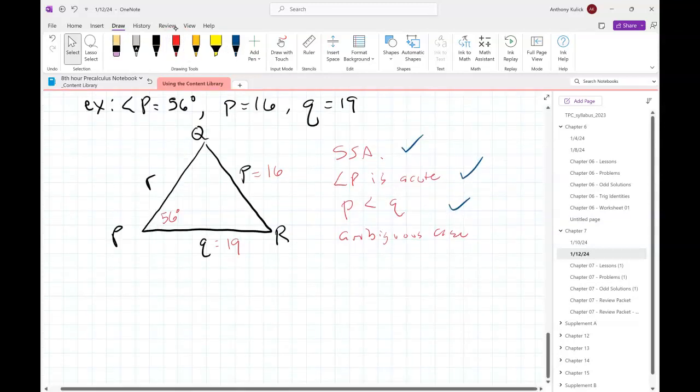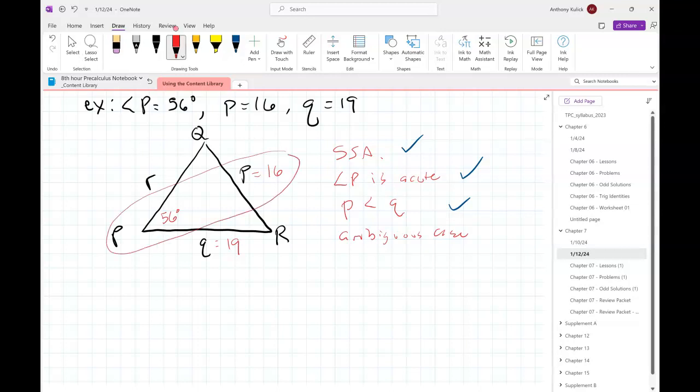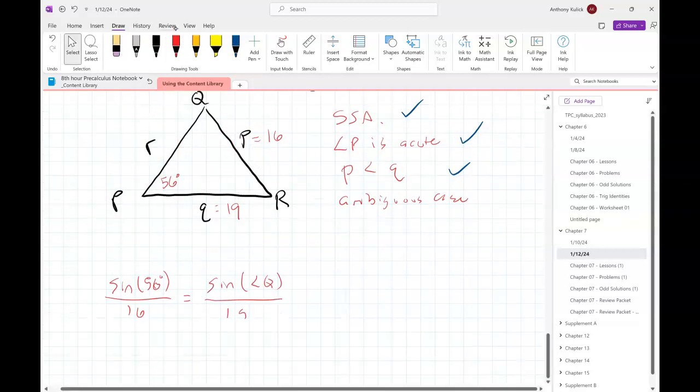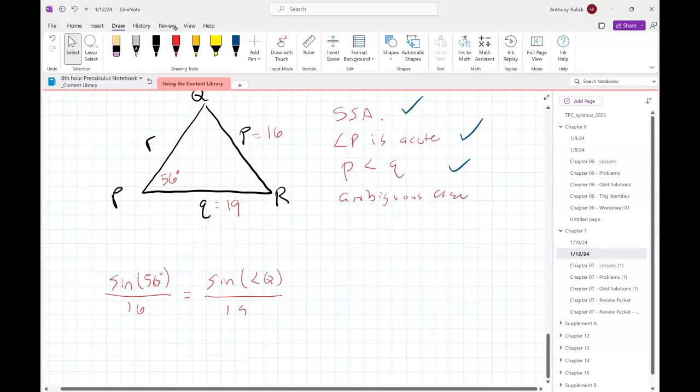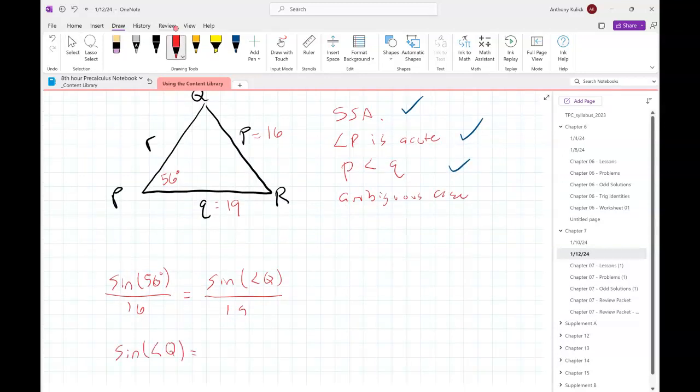All right. To determine what's going on, I want to look at the sine of angle Q. So I'm going to start up a regular old law of sines. So I'm going to do sine of angle P over side P equals sine of angle Q over side Q. And I'm going to get the sine of angle Q by itself by cross multiplying and dividing.